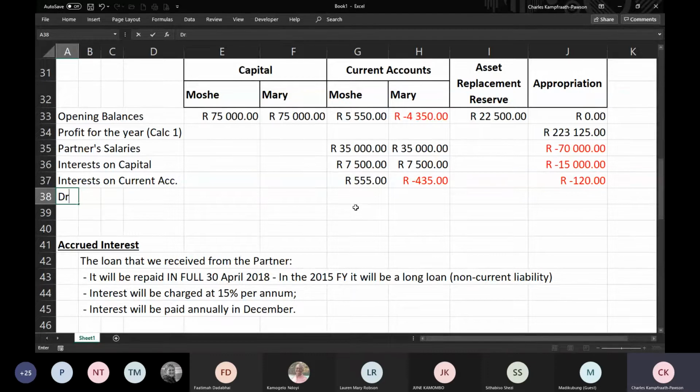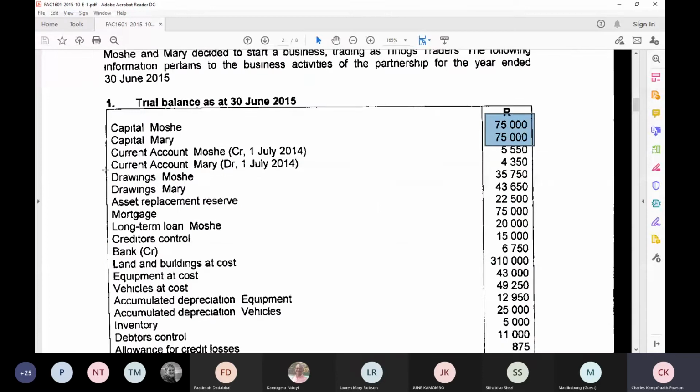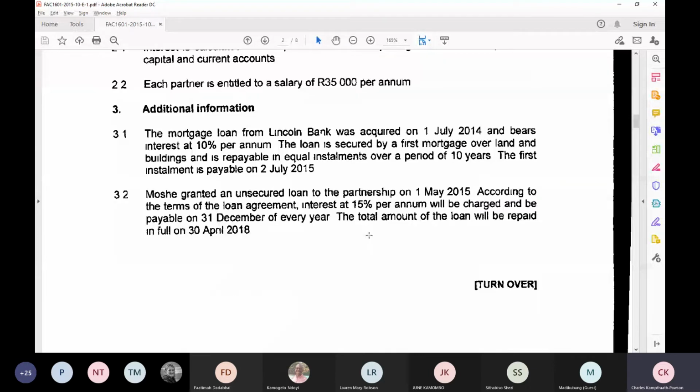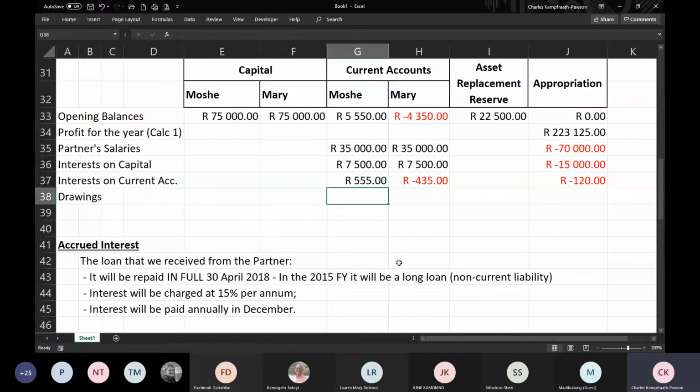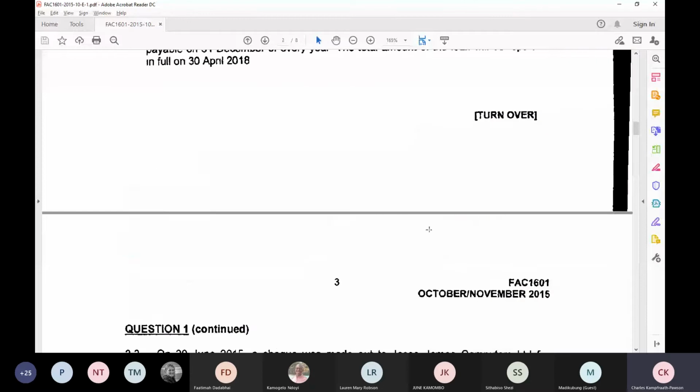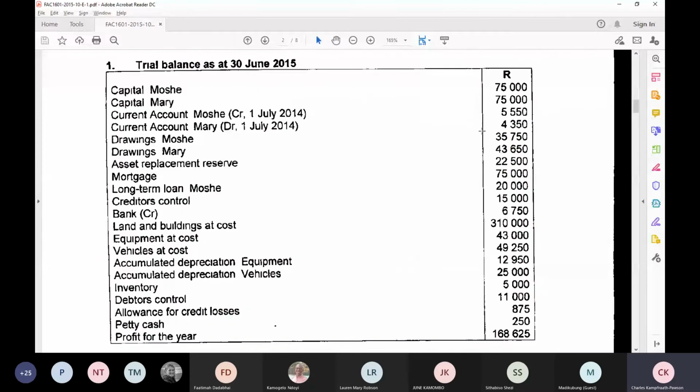So let's first take off the drawings. Here they tell us what the drawings are: 35,750 and 43,650. But we must pay attention to 3.4, because I said during the year each partner already received 27,500, and these amounts were debited to the salaries and wages account. So if they were debited to another account, it wasn't debited to the drawings account. So that 27,500 must still be included into this drawings account of each partner. Everybody happy with what I've just explained?